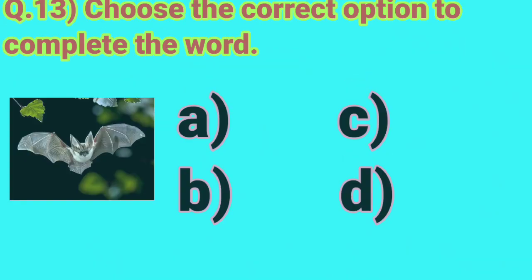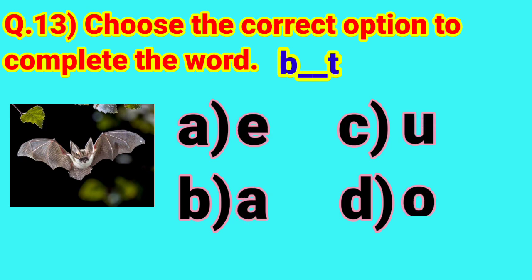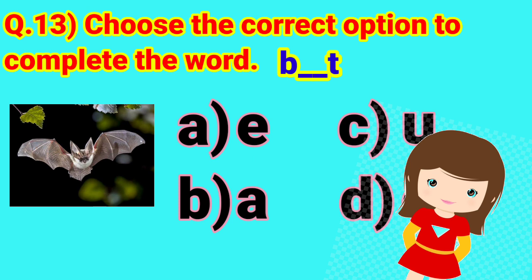Let's read question number 13. Choose the correct option to complete the word. B dash T. Given options are E, A, U, O. Dear children, look at the picture. What do you see? Ma'am, it is a bat. Yes, you are right. Now tell me, how do we write it?